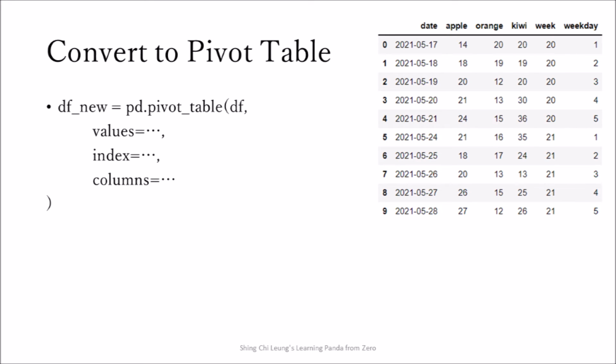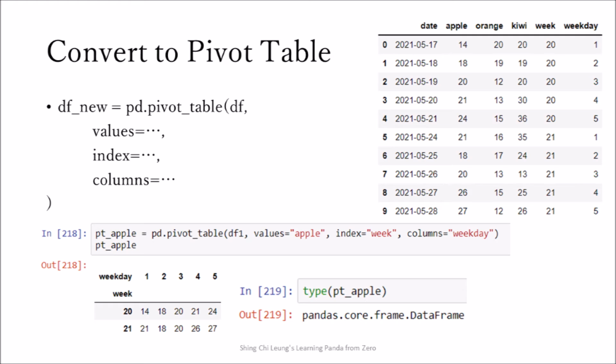Once we build these 2 columns, the data frame now contains a lot of common features, so we can use these features to build our pivot table. To do so, we call the Pandas method pivot table and pass the values, index, and columns to be the column headers we want Pandas to use. Here in this example, we choose values to be Apple, index to be the week, and columns to be the weekday.